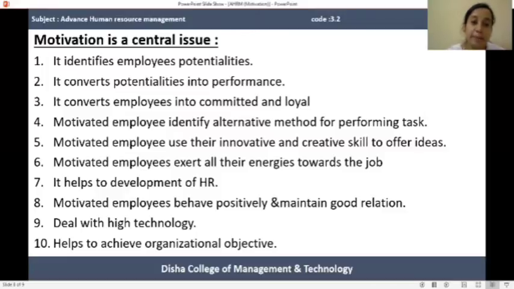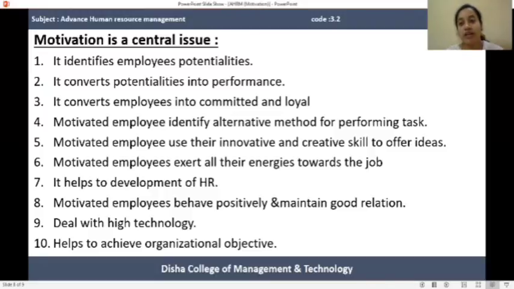Next, motivated employees identify alternative methods for performing the task. If the employee is positively motivated, then he tries to do everything in the most effective and efficient manner. So for that, they want to adopt a better or alternative method for performing the job. They want to adopt a method which gives them success, by using which they are able to perform their job in the most effective and efficient manner.